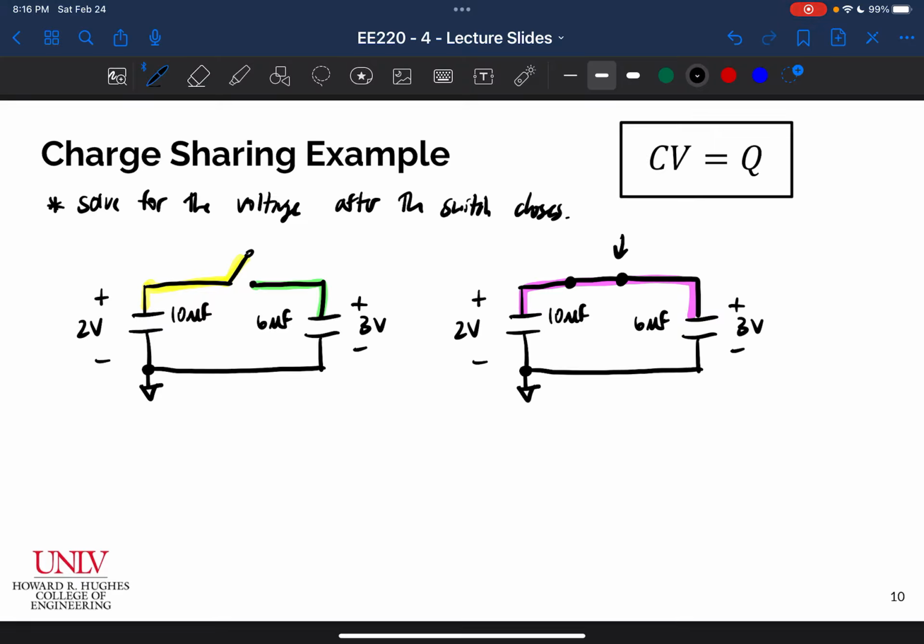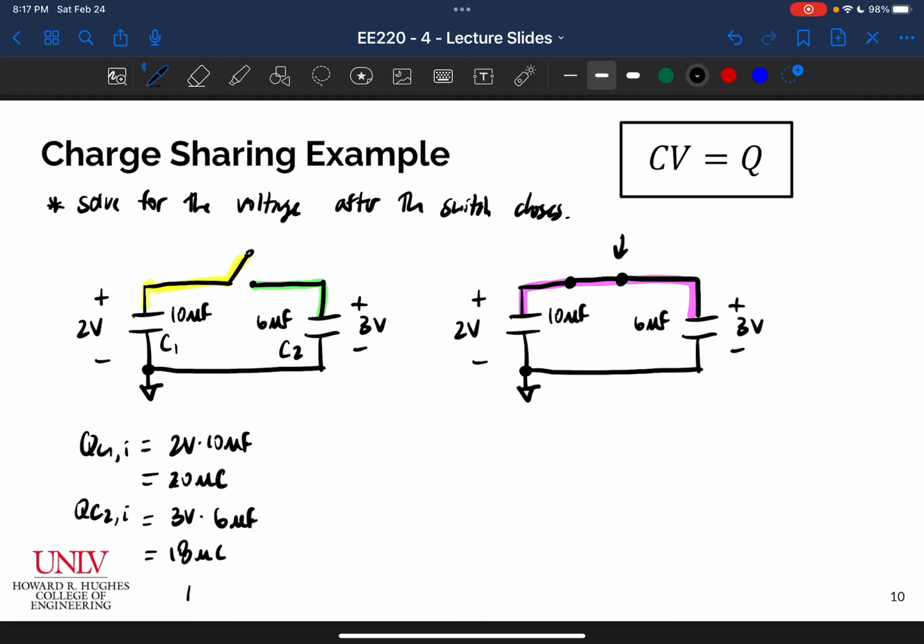We know the initial voltage. So what do we have to do? Well, what we did in the previous case was find the initial amount of charge stored on the capacitors, C1 and C2. Let's say that QC1 initial is 2 volts times 10 microfarads, or 20 microcoulombs. And then QC2 initial is 3 volts times 6 microfarads, which is 18 microcoulombs. So my Q total to start is the sum of those two, or 38 microcoulombs. And I know by conservation of charge that that's my final Q, okay?